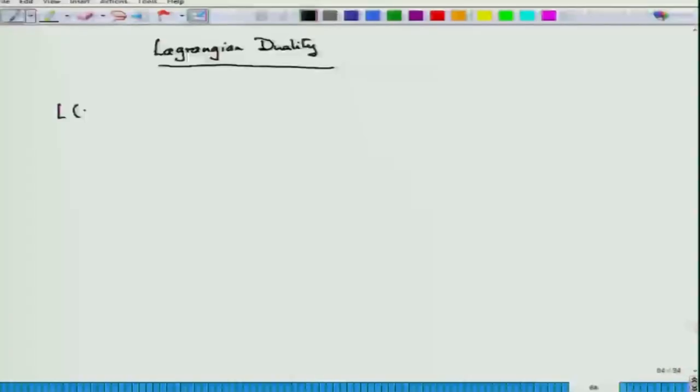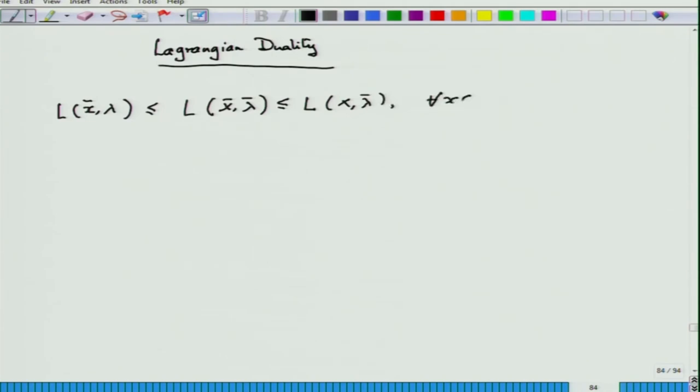So, the saddle point condition says that if you give me a minima, then I can find a lambda bar, if x bar is the minimum of the convex problem, such that this occurs, for all x in some capital X and lambda element of R^m_+. Now, if you look at it, there are two aspects of this. If I fix lambda bar, then L(x bar, lambda bar) is the minimum value over x of L(x, lambda bar).